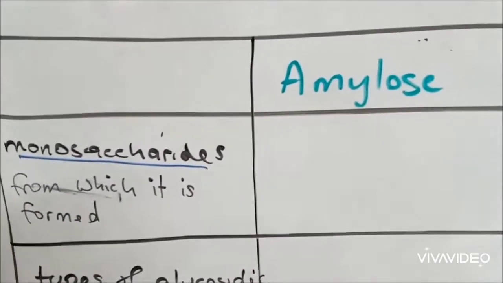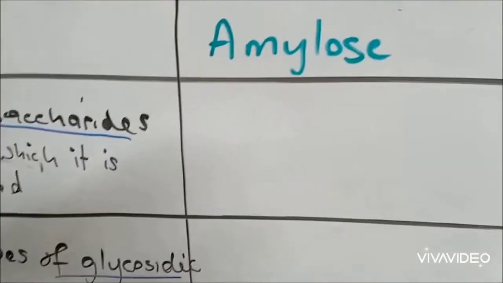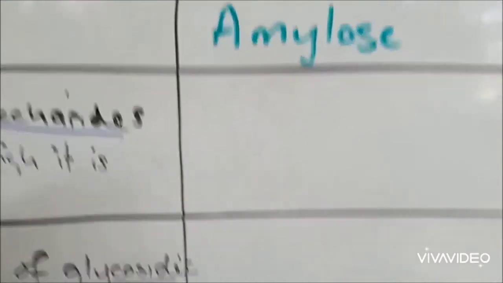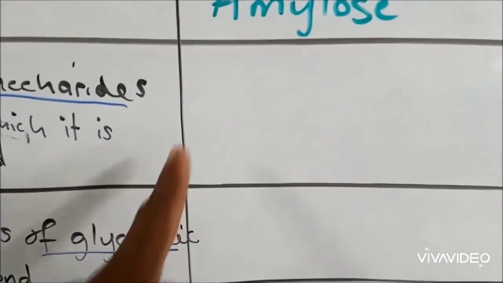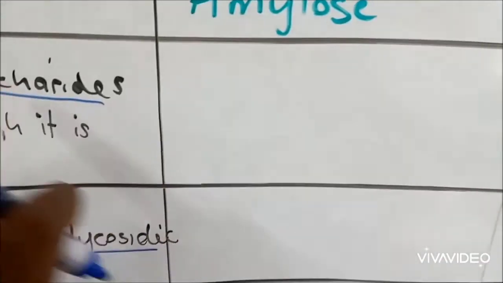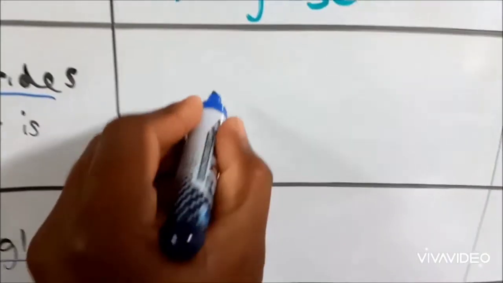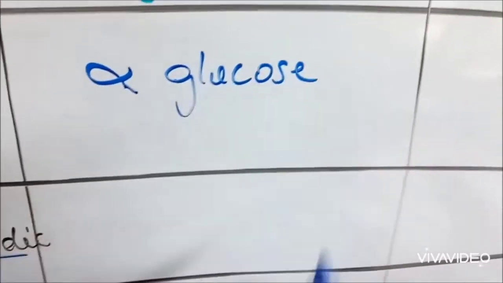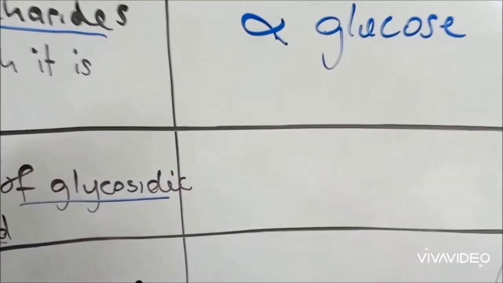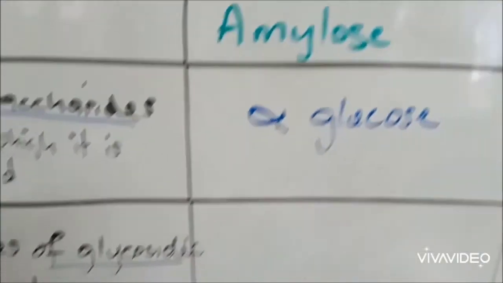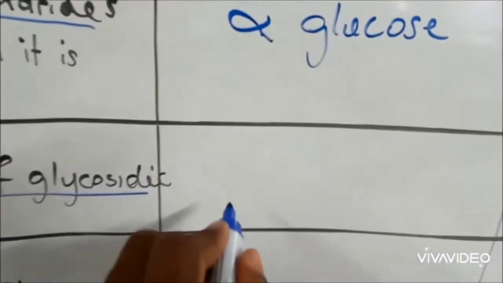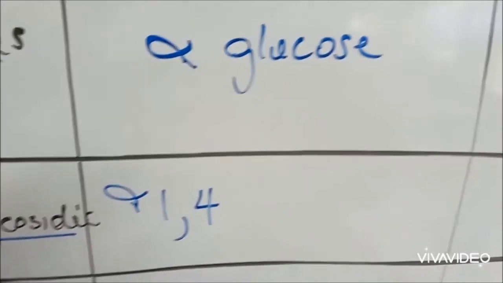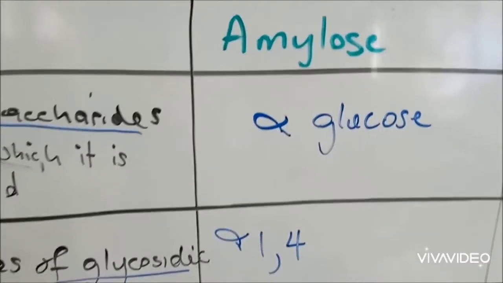So let's look at amylose first. If you recall from the video, I don't remember which one, the glucose unit that makes up amylose, we said it was alpha glucose units. Good. So it was made up of all alpha glucose units. And the type of glycosidic bond was a 1,4. So this is an alpha 1,4 glycosidic bond that was present in the amylose.